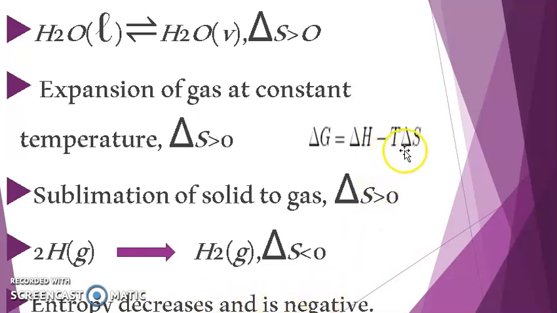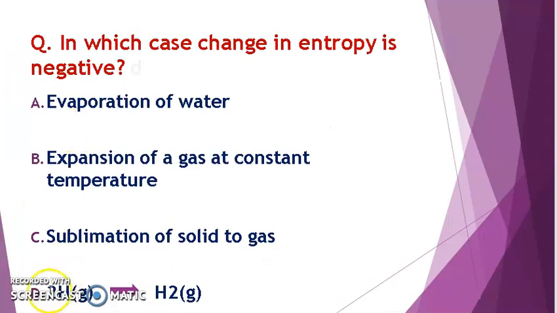If you substitute the value which is less than 0 here, what happens? You will get a negative answer. So entropy decreases and it is negative. So which option do we have to choose? The fourth option, D, is the correct answer.